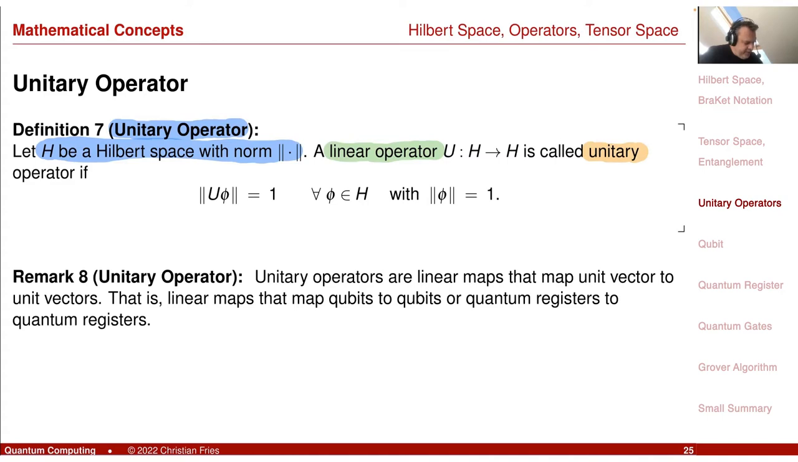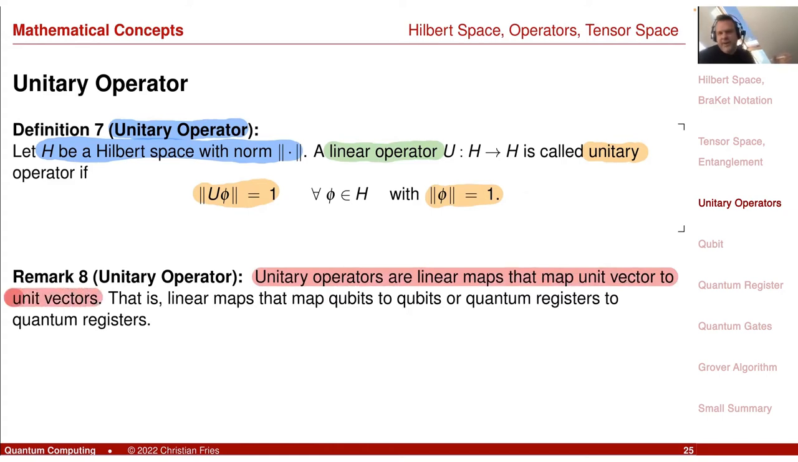So for a vector phi, actually I should have used maybe a ket phi, but sometimes I just use the mathematician's notation, so without the symbols ket and bra, and sometimes I use the physicist or quantum physicist notation. So for a unit vector phi, I have that U phi is a unit vector. But this also means that the map is invertible, because it cannot map something to zero, or some subspace to zero, because then I can find a unit vector that is mapped to zero. So unitary operators are linear maps that map unit vectors to unit vectors.